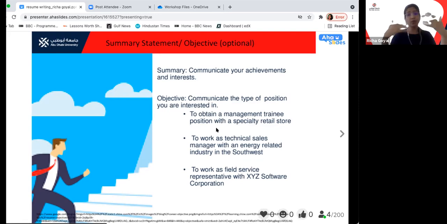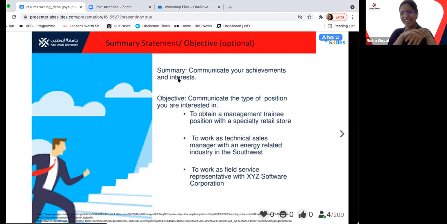Okay, so either you can have an objective, or instead of objective, you can have a summary. The summary is a summary statement of what you have achieved in your career and what your interests are. Some people write this summary as a paragraph, but I suggest you write it in bullet points because nobody likes reading paragraphs on a resume. It makes it very wordy and cluttered. There wouldn't be enough white space if you write a big long paragraph at the beginning.